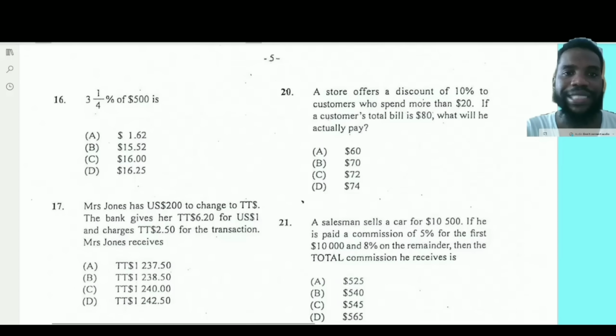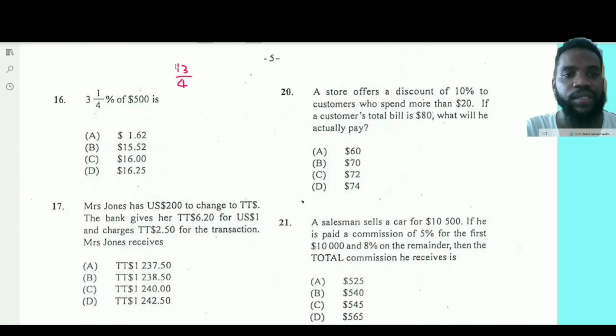All right, question number 16. It says 3.25% of 500 is. Okay, let's see what happens. 3.25, let's put that as an improper fraction first. So it's going to be 4, 3 is 12, plus 1, 13. I'm going to have 13 over 4. All right, now percentage means per 100. So I'm going to have to put all this over 100.